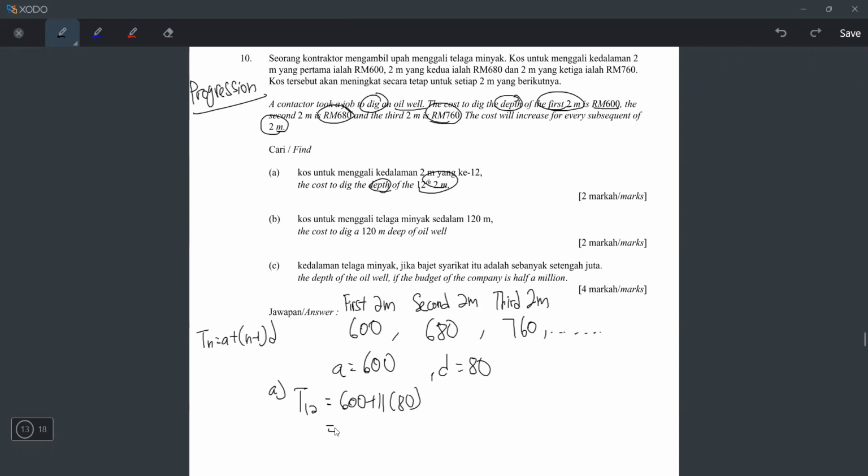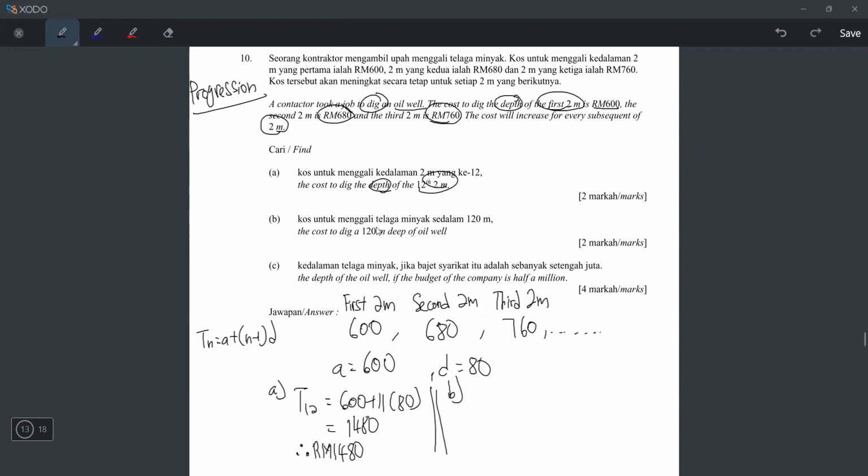So what is the answer? 600 plus 11 times... wait, okay, 1480. But you should write RM, right? So the cost is RM 1480. I just write like this. Okay, good enough. Let's go to B.